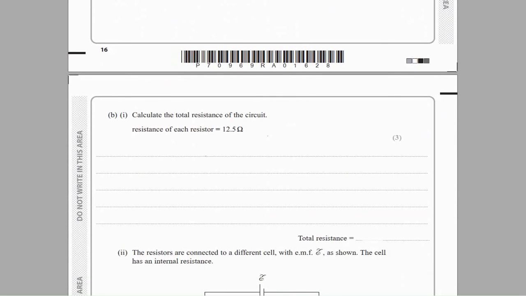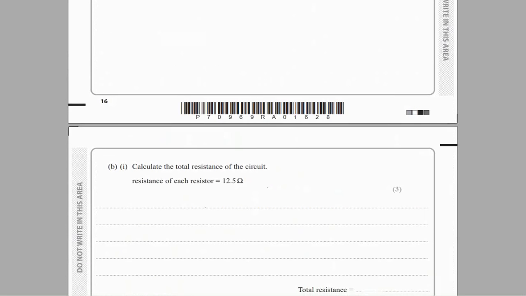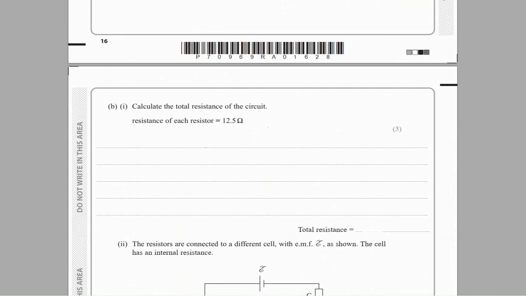Next part, B1 says calculate the total resistance of the circuit. Resistance of each resistor is 12.5. So when you look at the circuit, A and B are in parallel and A and B together are in series with C. So the first thing you'll have to do is find out the total resistance of the parallel section. So total resistance in parallel, we all know, is given by 1 by RT equals 1 by R1 plus 1 by R2, and RT will be equal to 1 by answer. So I did it in one step.